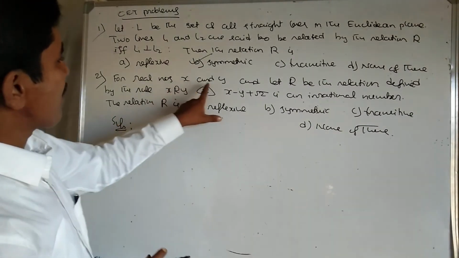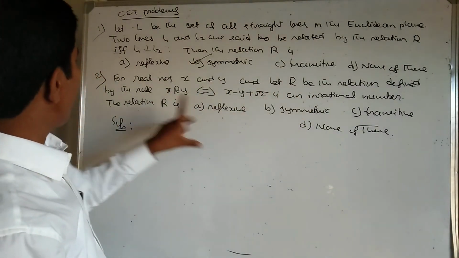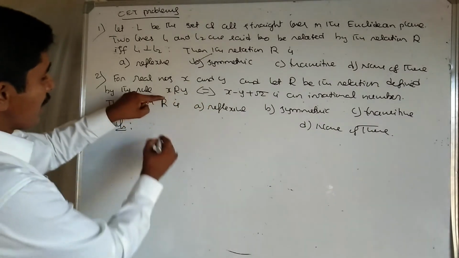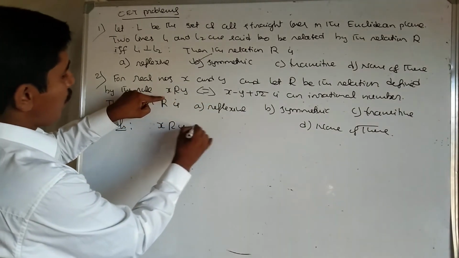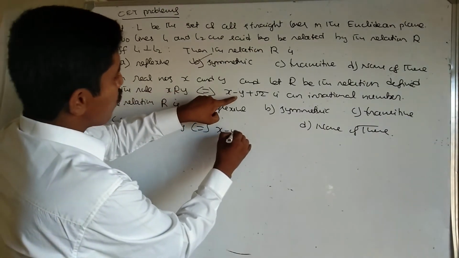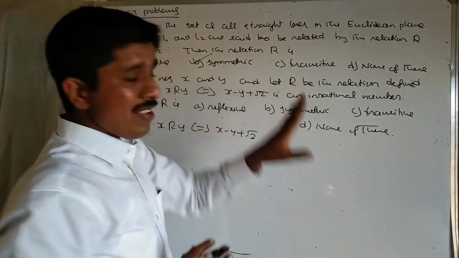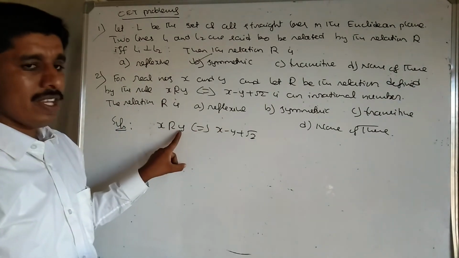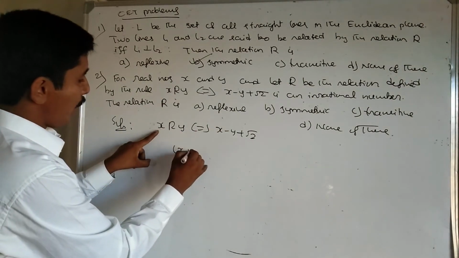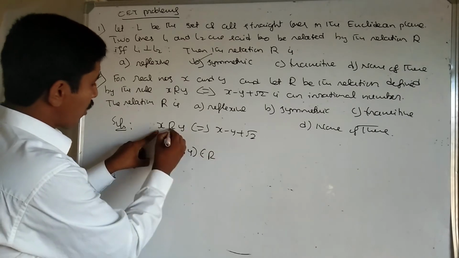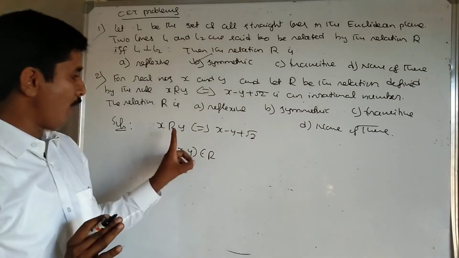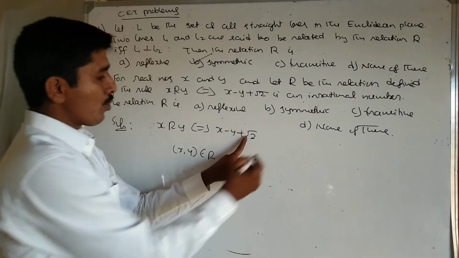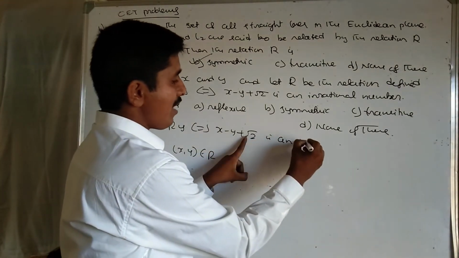For real numbers x and y, let R be the relation defined by the rule x related to y if and only if x minus y plus root 2 is an irrational number. Then what type of relation is it? Instead of x related to y, we can write (x, y) belongs to R. Both representations are the same. Here we have x minus y plus root 2, an irrational number.